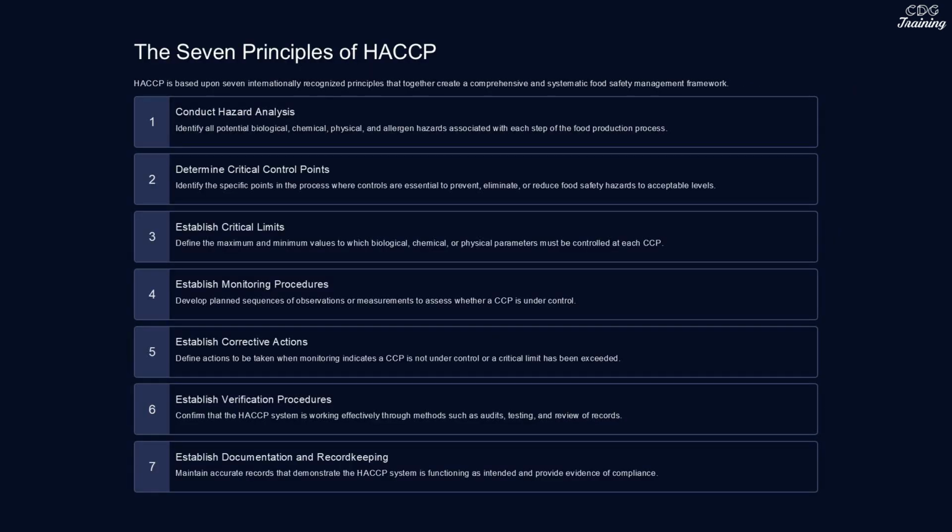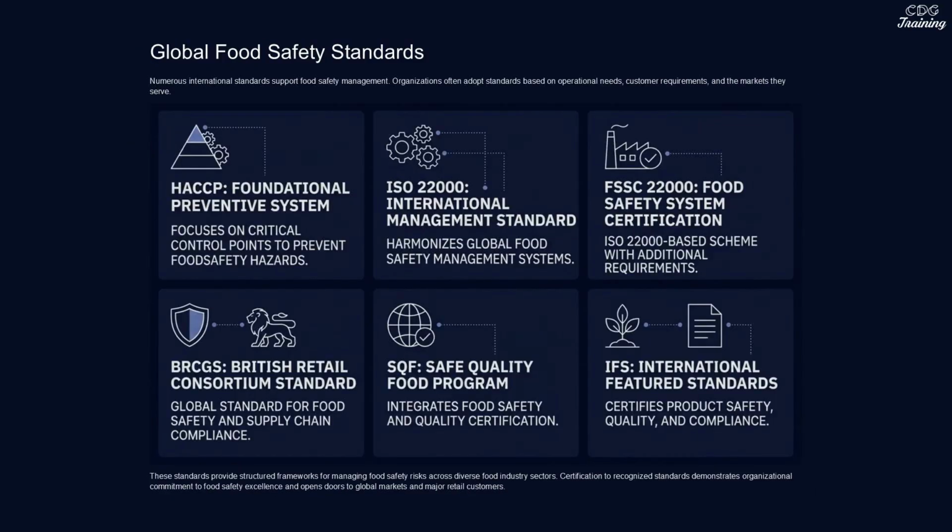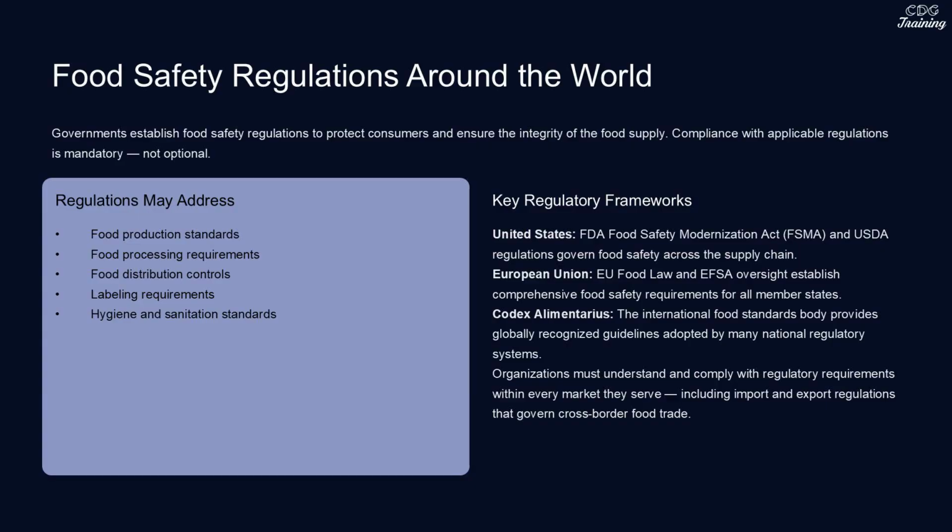HACCP's 7 principles create a comprehensive and systematic food safety management framework, ensuring hazards are identified and controlled effectively. Numerous international standards address food safety management, ensuring organizations adhere to best practices and regulatory requirements. Governments establish food safety regulations to protect consumers and ensure the integrity of the food supply. Compliance is mandatory and non-negotiable.